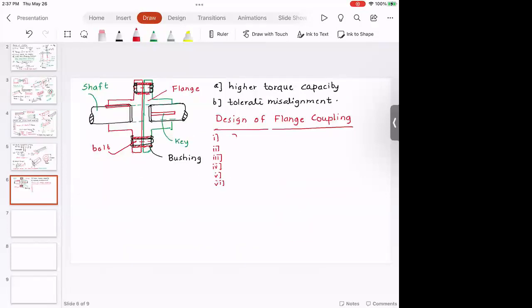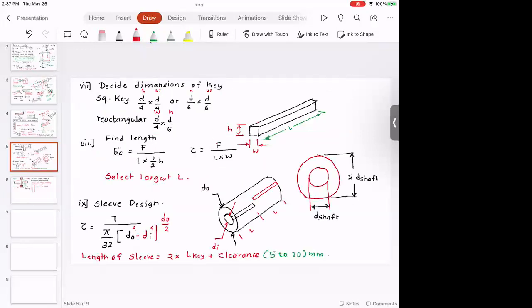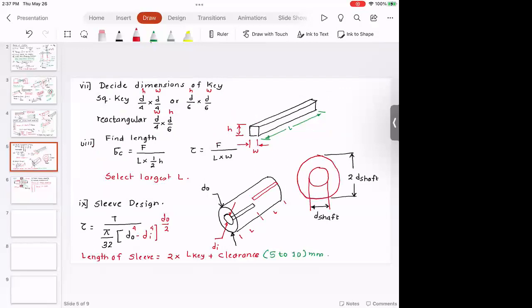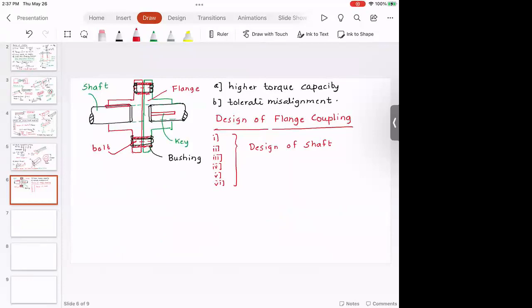So you will design the shaft. Next step is 7, 8. They are going to remain the same. This is design of key.